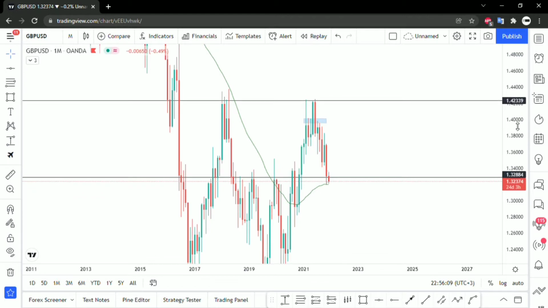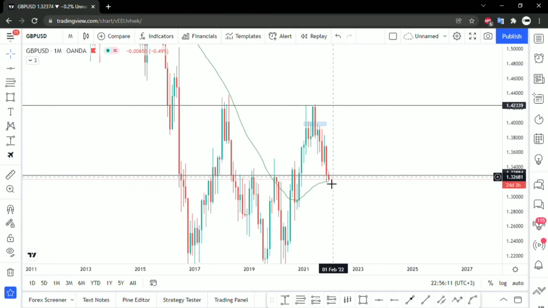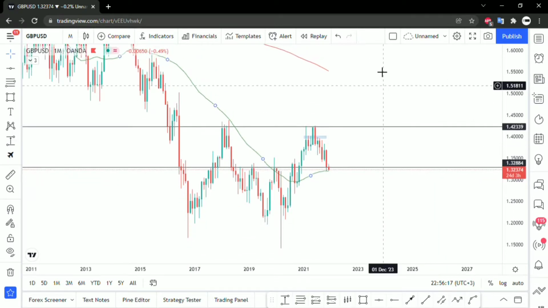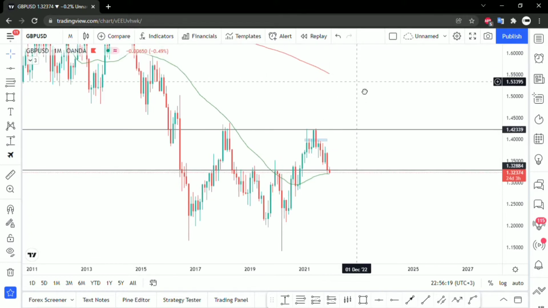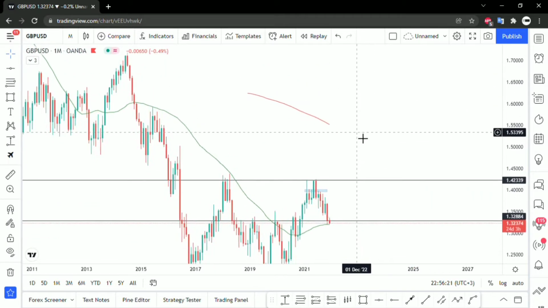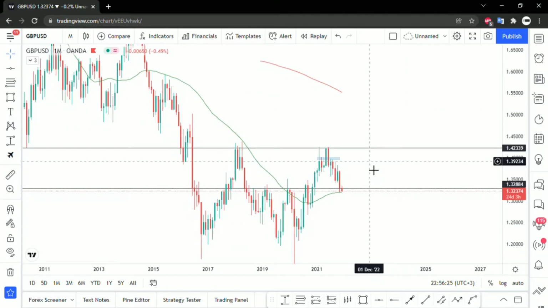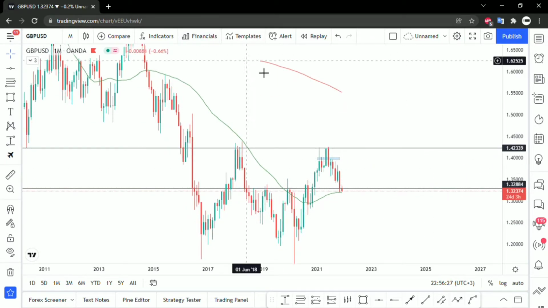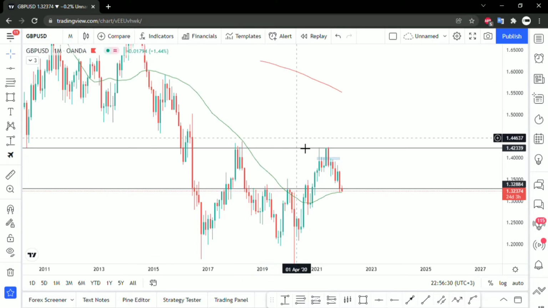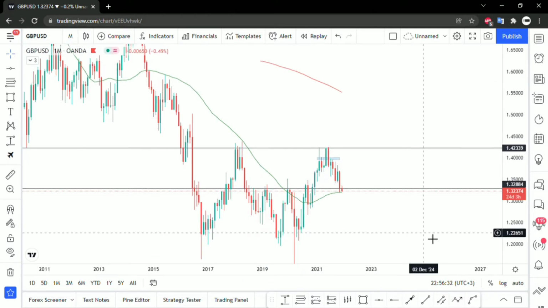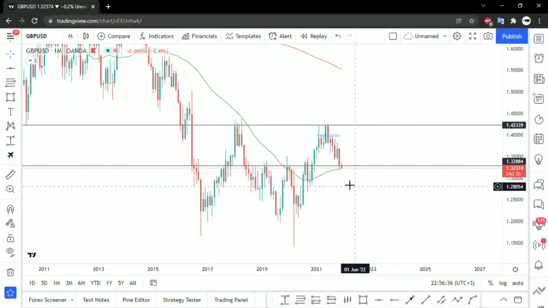As you can see here, we are finding support at our 50 moving average. The 200 moving average is still quite above. Usually whenever we are below the 200 moving average, we are looking for sells, but in this case, this is quite a huge time frame, so we cannot use that as the final tool for analysis. As you can see, we've currently found support at the 50 moving average.